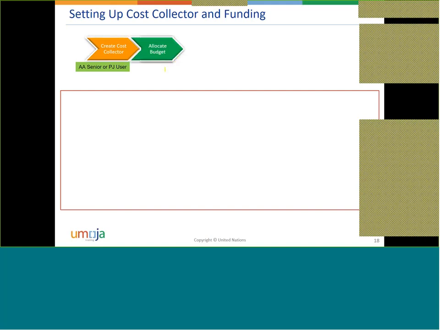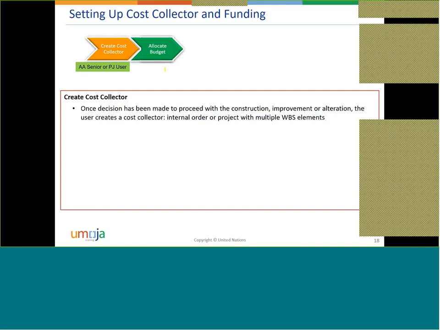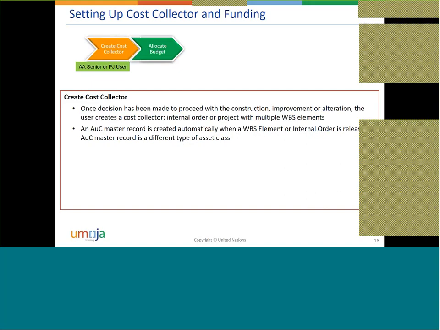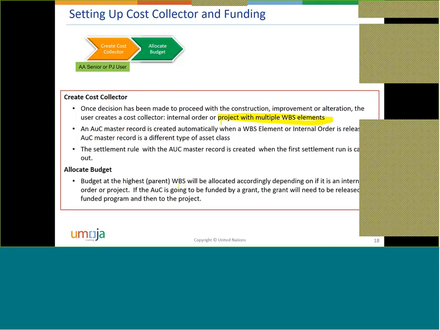So allocate budget. You don't have a tag here, I think, but it's done by the FM user. You'll have another game. We will have a game once we are all together in Entebbe to reinforce that. So the creation of the cost collector is basically the creation of the internal order or the project. But as we said, for new projects, for new assets under construction, we have to use projects. Allocation of the budget is adding budget to the funded program.